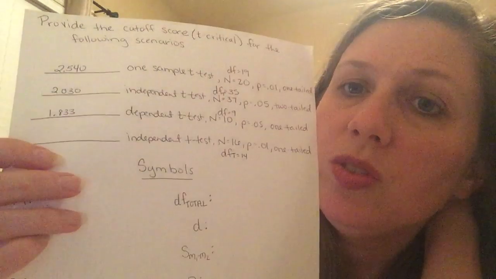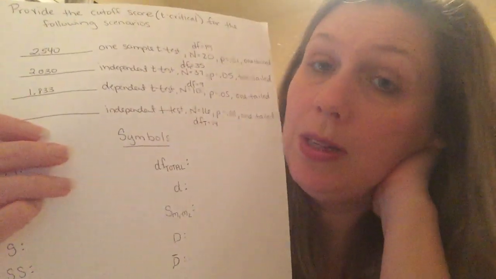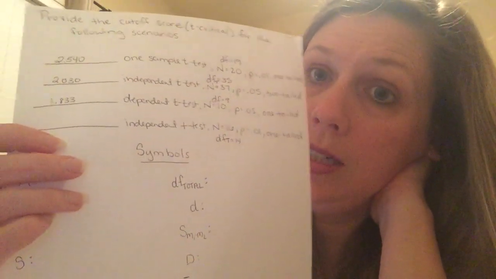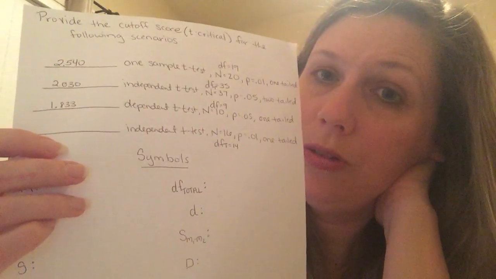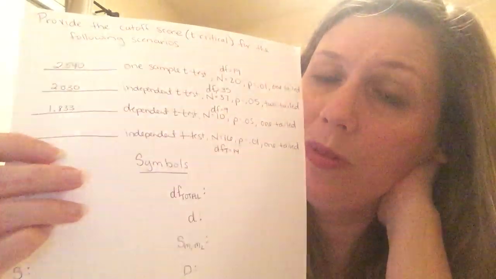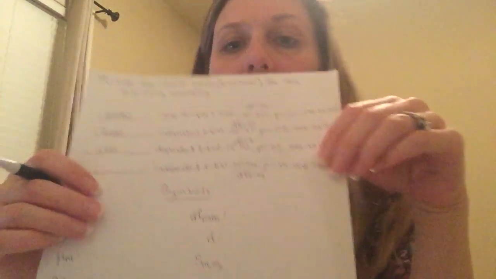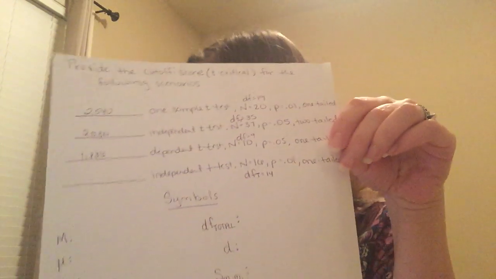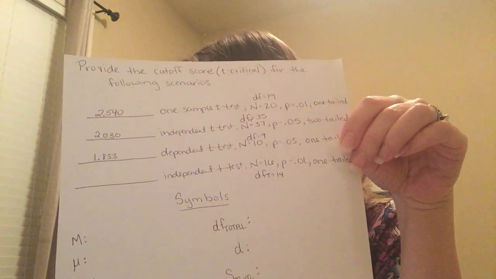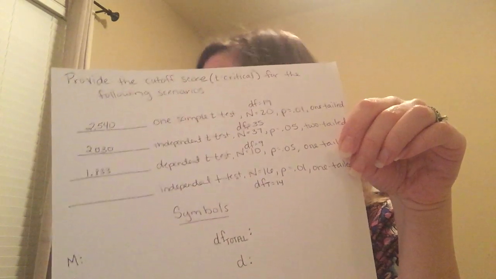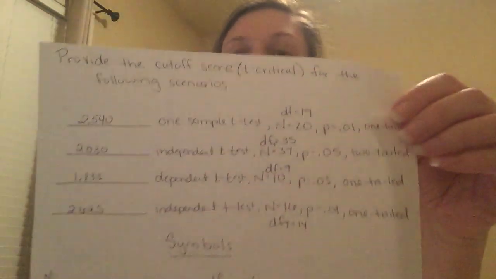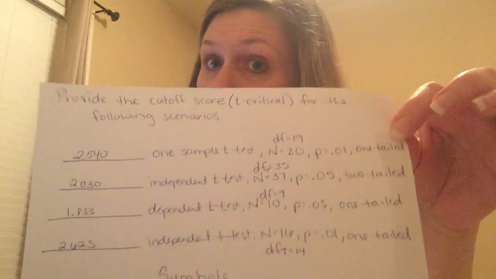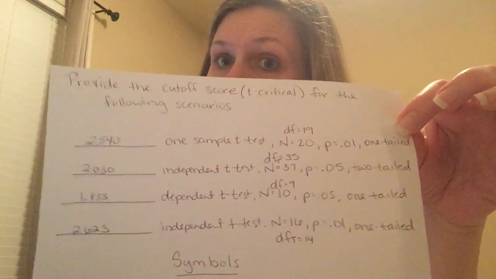However you want to think about it is fine, but just remember with the independent t-test, it's a little different. Your DF total actually ends up being 2 less than the total number of people. Okay, so for this one, DF of 14, p-value of 0.01, one-tailed, and I have 2.625. So those are your cutoff scores. Make sure that you found the same ones as me.